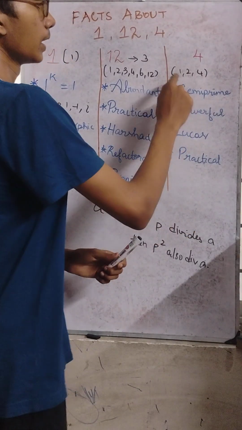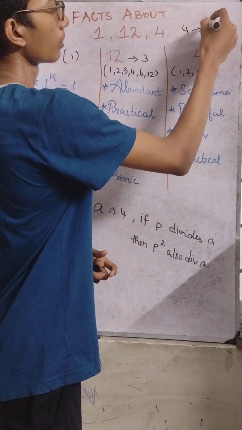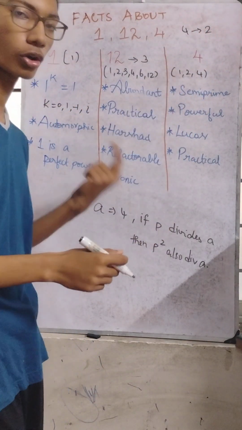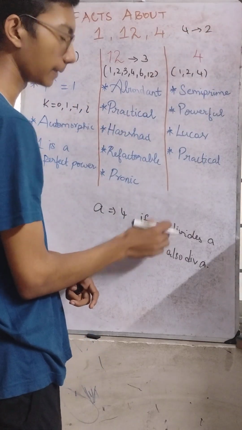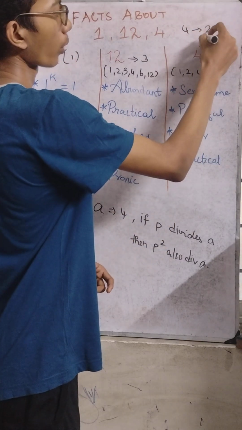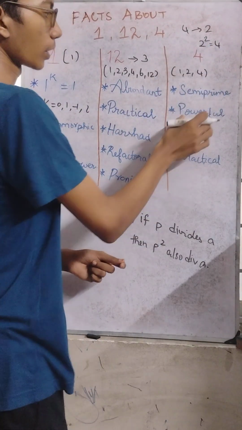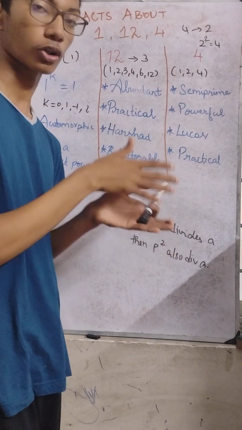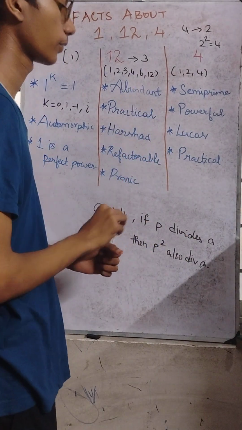So how does this work? Here P is, let's say, the prime number that divides 4. 4 is divisible by 2, which is the only prime factor, because 1 is not a prime number or a composite number. So 4 is divisible by 2. 2 is this P. And 2 square is 4. 4 is also divisible by 4. That's why 4 is a powerful number, because a prime that divides 4 and also the square of that prime divides 4. So that's why 4 is a powerful number.